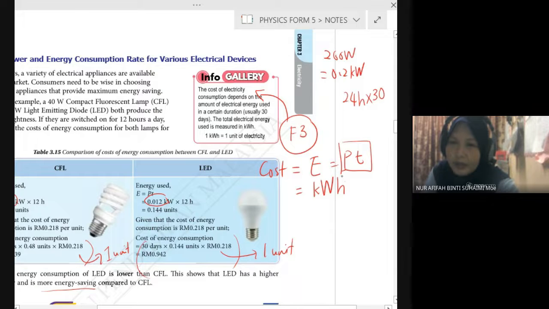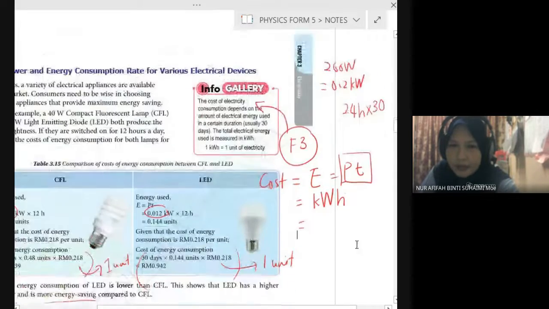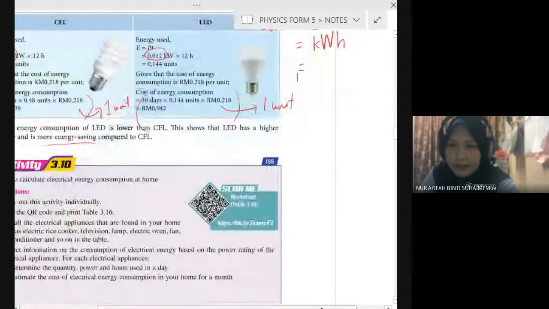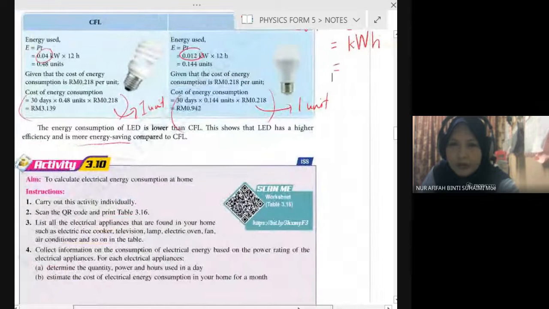The power also depends on the electrical appliance. If the question uses only one appliance, then just one. If it uses many, you must add all. Find them one by one, and then you find the sum of all the cost.